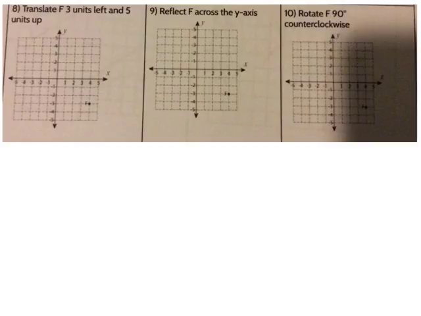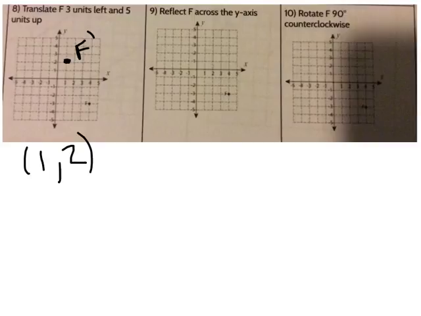Now let's look at some transformations. Translate F 3 units left and 5 units up. When I do that, what's the new ordered pair for F prime? Go ahead and graph it on your paper, then enter the ordered pair into the boxes. When I translate 3 units left and 5 units up, the new ordered pair is 1, 2.